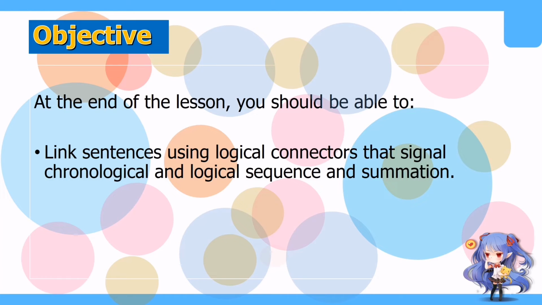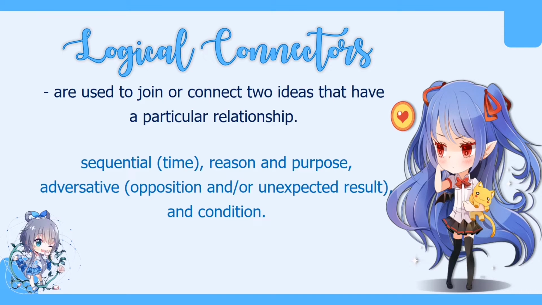Objective: at the end of the lesson, you should be able to link sentences using logical connectors that signal chronological and logical sequence and summation. Logical connectors are used to join or connect two ideas that have a particular relationship. It's either sequential time, reason and purpose, adversative, or shall we say opposition and or unexpected result and condition.